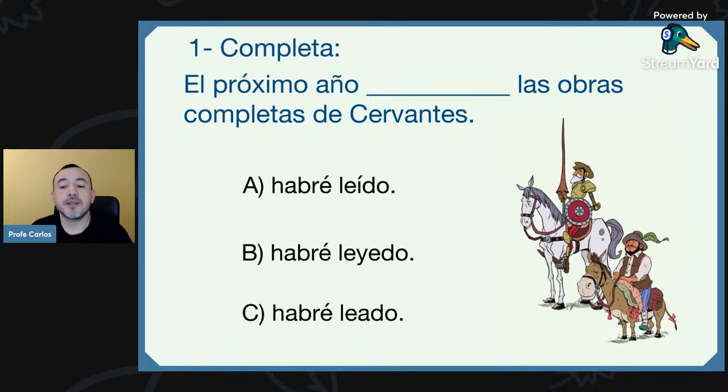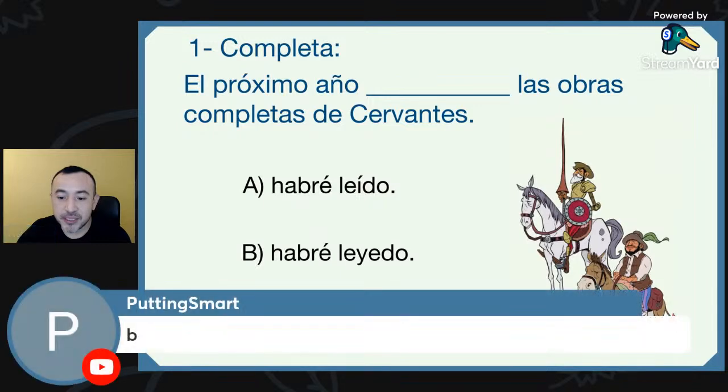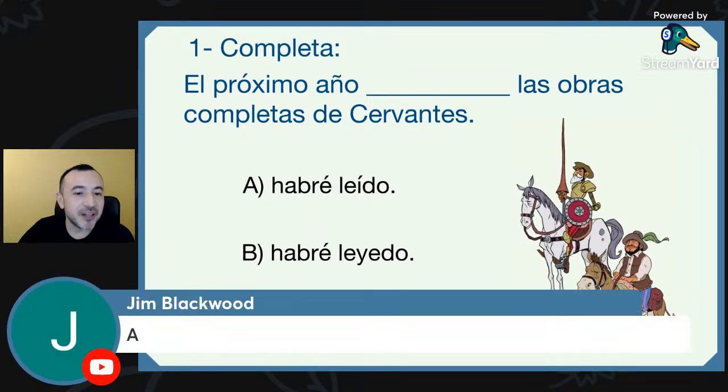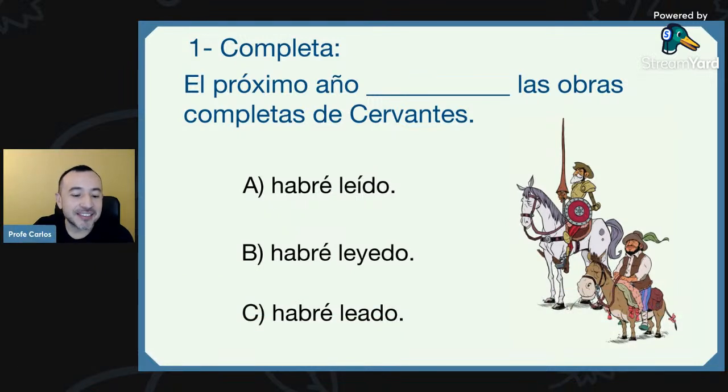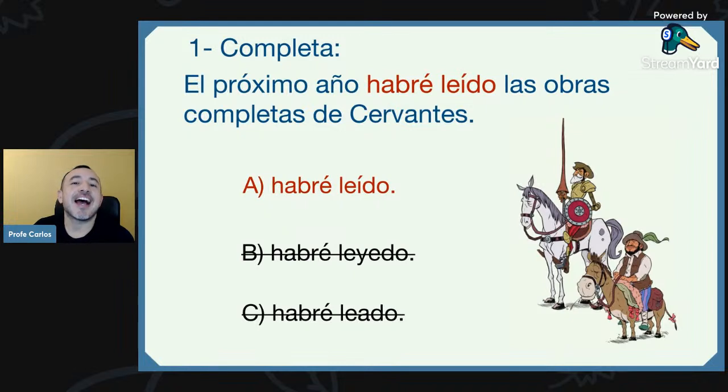So what would be the option here? You can, of course, just put A, B, or C. You can even type down the whole thing if you want to practice a bit further. So it's up to you. What do we have? Pudding Smart is betting for B. Jim, hello Jim, buenas noches, is betting for A. Julia is betting for A, and Hazel is betting for A. And our answer here is A.